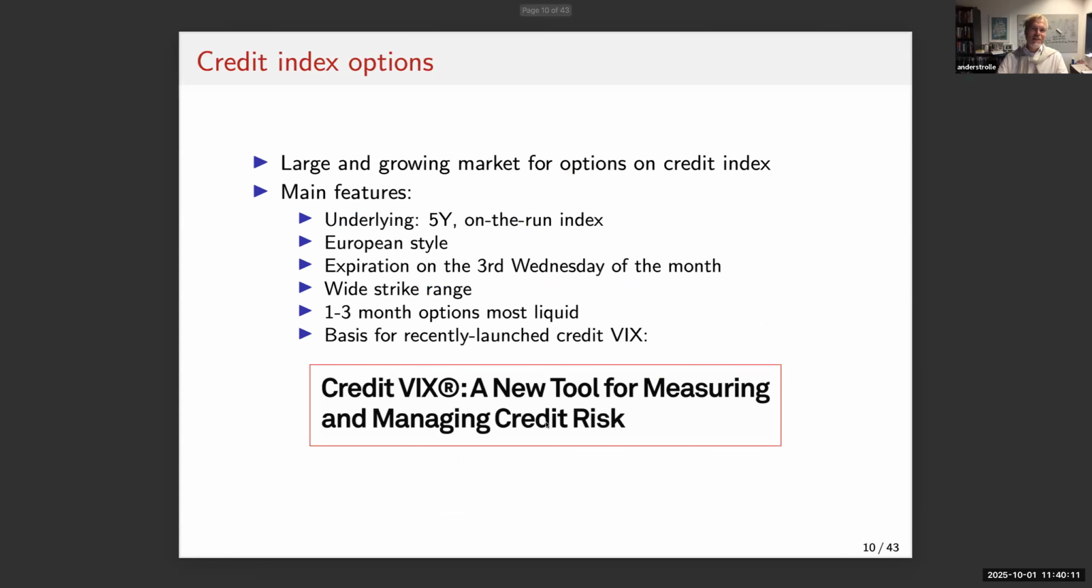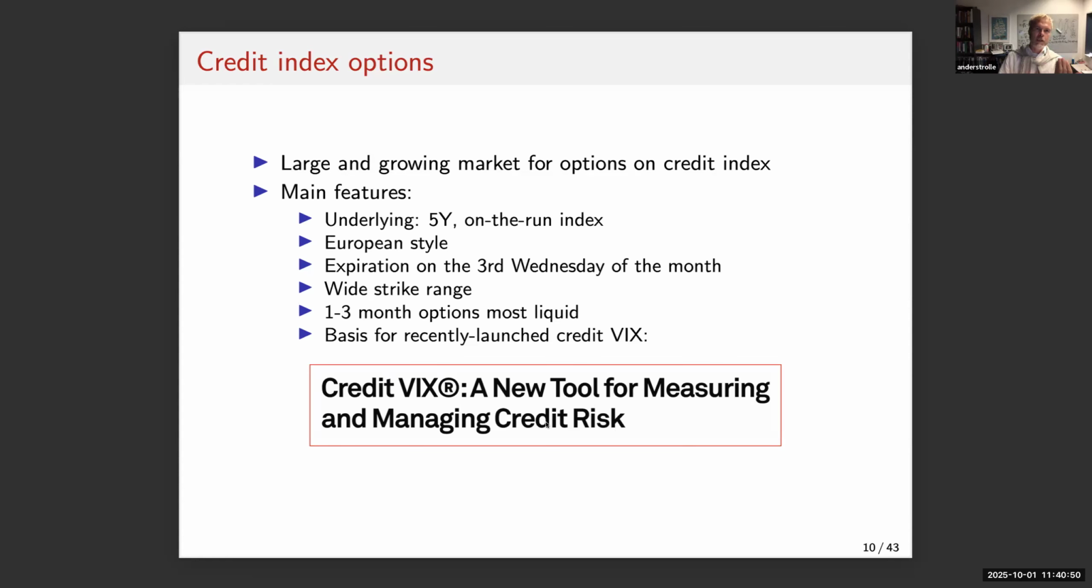Then we have options on the index, and these are also highly standardized. The underlying is always the 5-year on-the-run index, so these are the most liquid index CDSs. They're European style, and they always expire on the third Wednesday of the month. They trade with a wide range of strikes and different maturities, but the 1, 2, and 3 month options are the most liquid. Nowadays, liquidity is such that there's actually a credit VIX, which is constructed like a regular VIX, but using these credit index options.